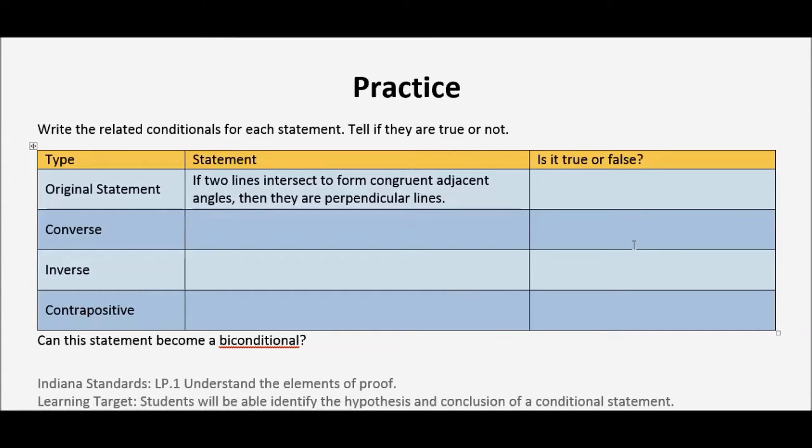Today we're looking at the 3-3 solutions video. We're going to look at the practice problems. I filled out the rest of the document during the lesson video. So here we have the original statement. If two lines intersect to form congruent adjacent angles, then they are perpendicular lines.